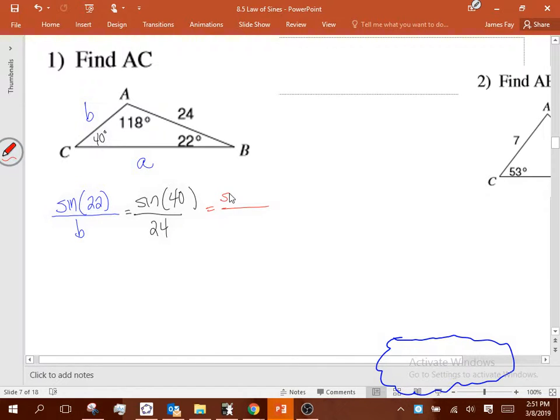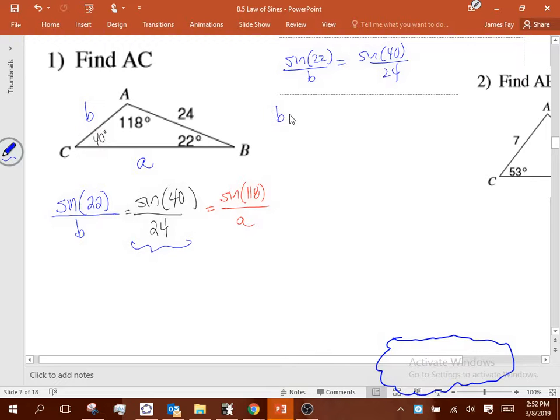And then sine of 118 over A, right? Okay. Now, because this one's purely numerical, that's the one that you're going to want to use with the one that incorporates B, and that'll help you solve B, right? And that's the one you're going to want to use with A to help you solve for A. So when you come up with these two, you have sine of 22 over B equals sine of 40 over 24, right? So it's the exact same steps as the last question.